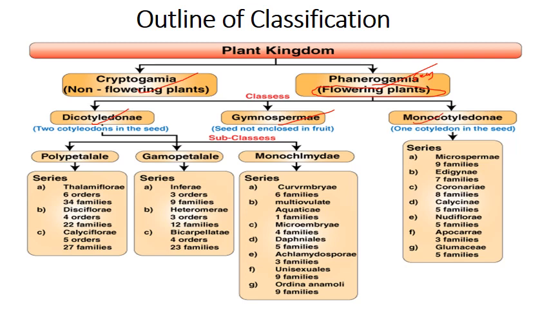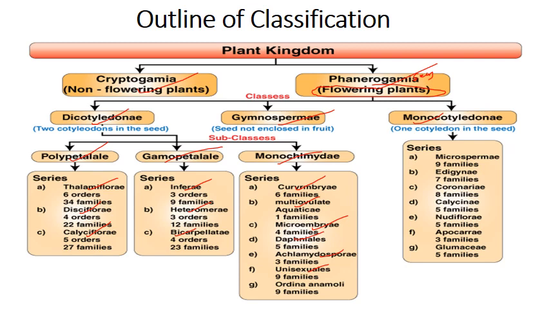Then Dicotyledonae class is divided into 3 subclasses, that is Polypetalae, Gamopetalae, and Monochlamydeae. In Polypetalae, petals are free, divided into 3 series, that is Thalamiflorae, Disciflorae, Calyciflorae. Then we have this Gamopetalae. It is divided into again 3 series, that is Inferae, Heteromerae, and Bicarpellatae. They are further divided into different orders and families. The next comes Monochlamydeae. It is divided into again different series, like we have this Curvembryae, then Multiovulatae Aquaticae, then next is Microembryae, then Daphnales, Achlamydosporae, Unisexuales, and Ordines Anomali.